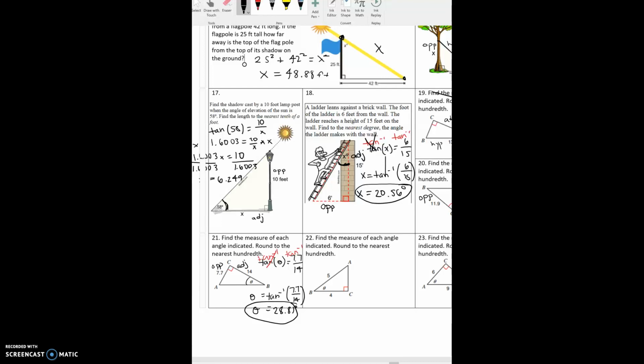Welcome back to the Unit 10 test review. This is part 2. We are on question 22. Find the measure of each angle indicated, round to the nearest hundredth.